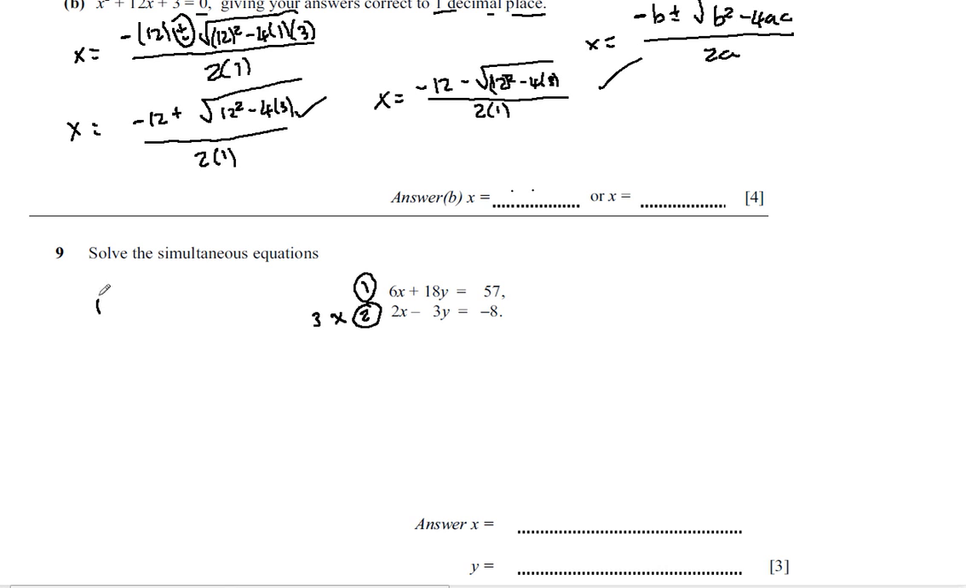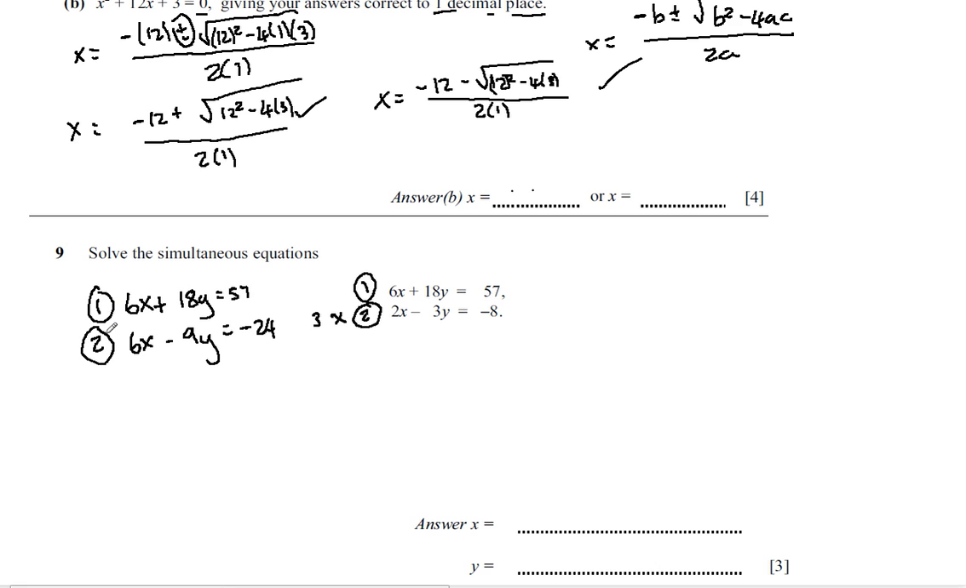So let's do that. Equation 1 will stay the same. We won't change it. But equation 2, if you multiply by 3, it's going to become 3 times 2x, it's going to be 6x. Negative 3 times 3 is going to be negative 9y. And negative 8 times 3 is negative 24.